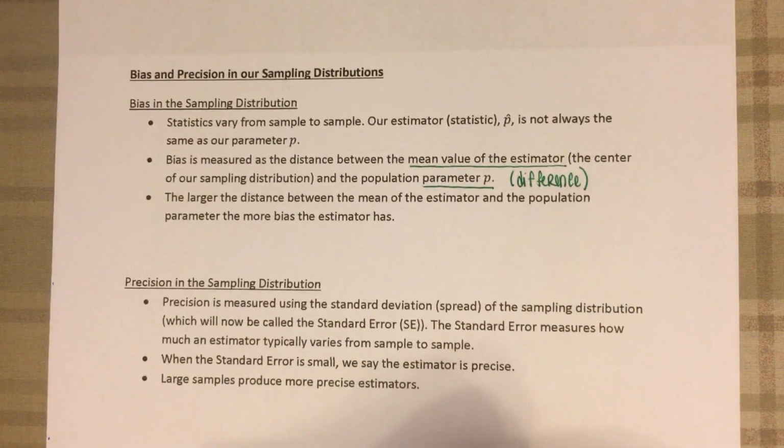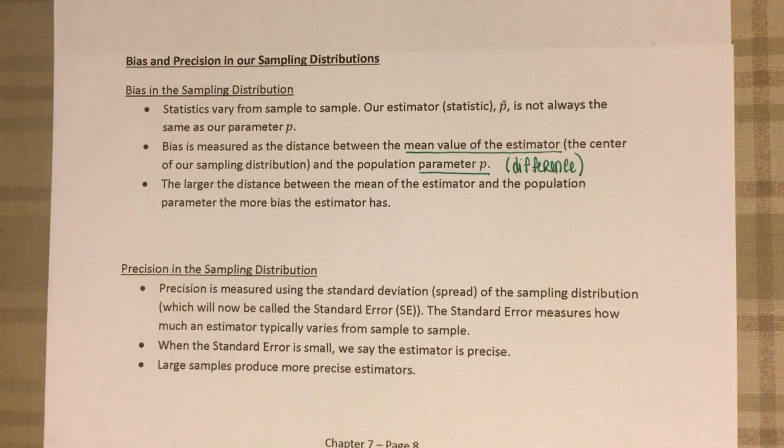All right, precision. Precision is measured using our standard deviation, because we said precision was tied to the idea of consistency. Consistency is tied to the idea of spread. Instead of referring to it as standard deviation, starting in this chapter, we're going to have a different formula that we're going to use that is going to be our standard error. The standard error measures how much an estimator typically varies from sample to sample. When our standard error is small, we say the estimator is precise.